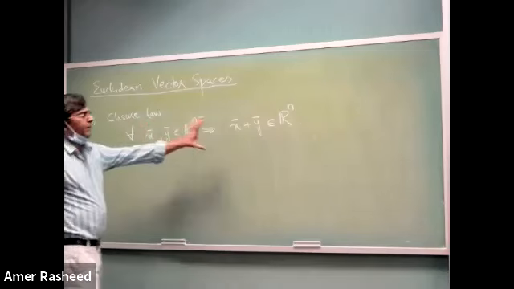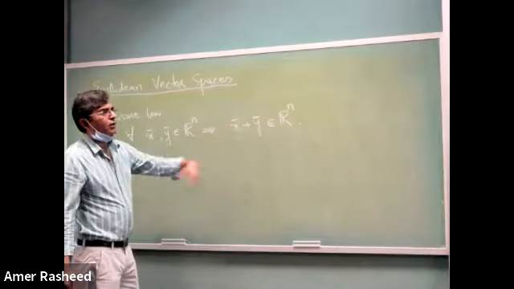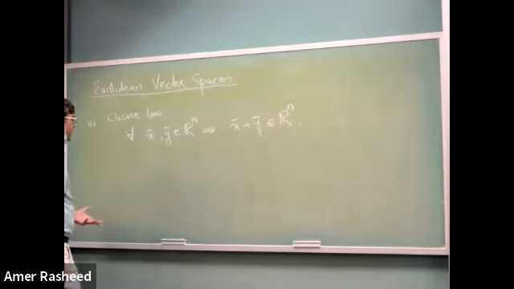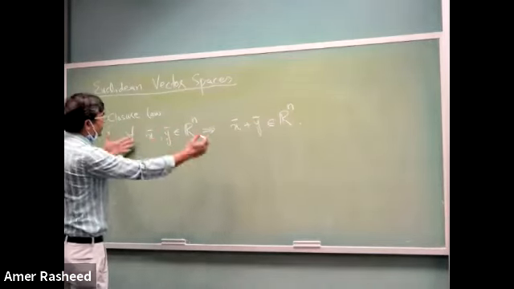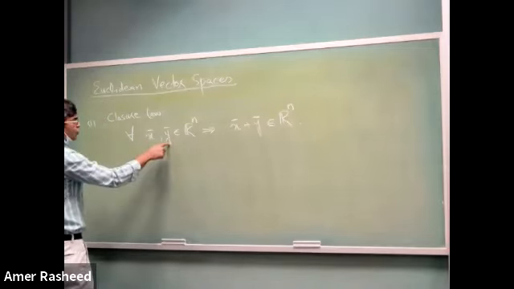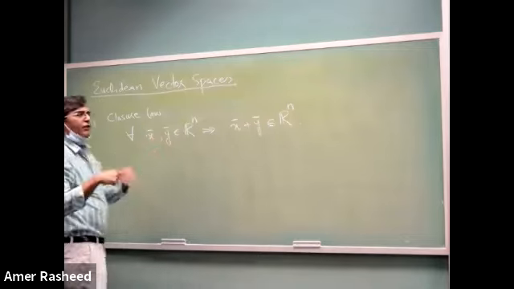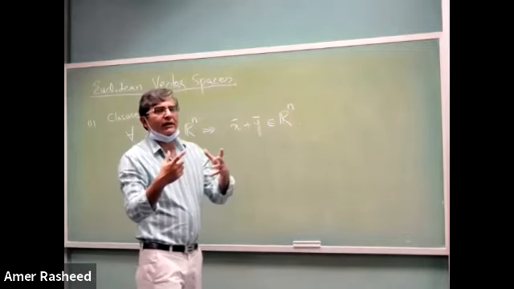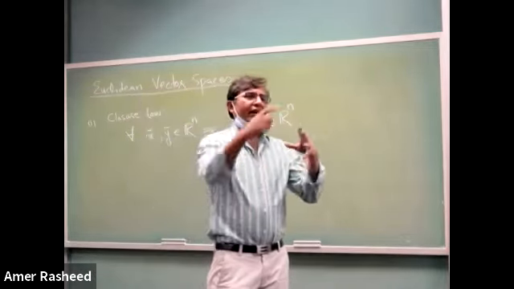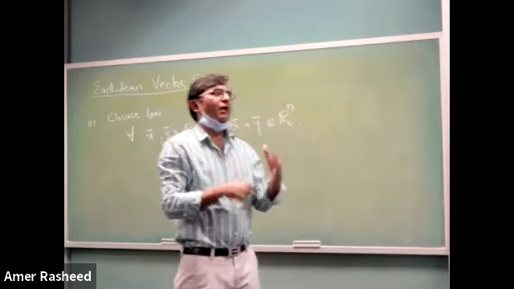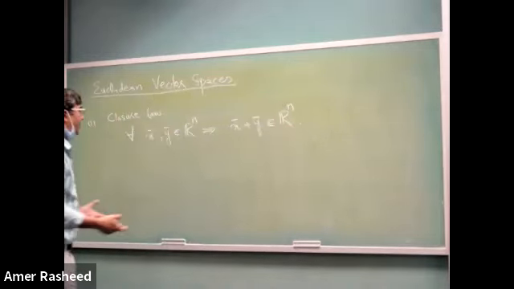Can we prove this property? Or how can we prove this property? In order to prove this property, what we do, we choose any two elements of Rn, any two vectors of Rn, and we try to prove that their sum also belongs to Rn. This is how we can prove it.